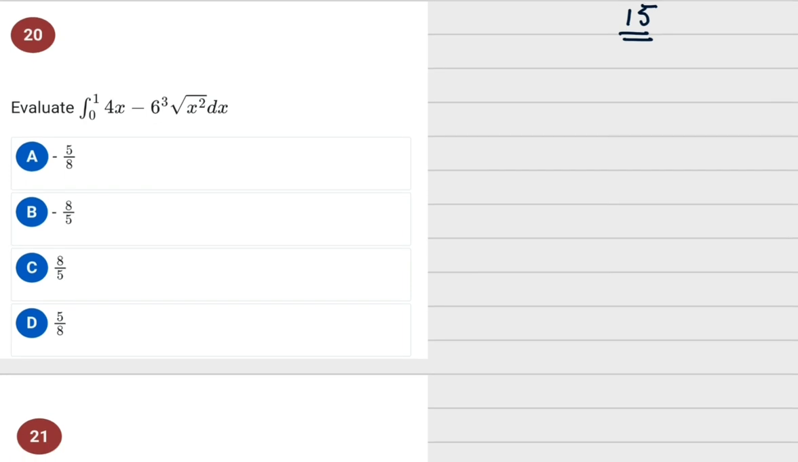Then let's move to number 20 now. Number 20 says we should evaluate the integral from 0 to 1 of 4x minus 6. Now there's a correction here. This is actually the cube root of x squared, dx. So we are going to integrate it from lower limit 0 to upper limit 1. Now this is a definite integral, okay.